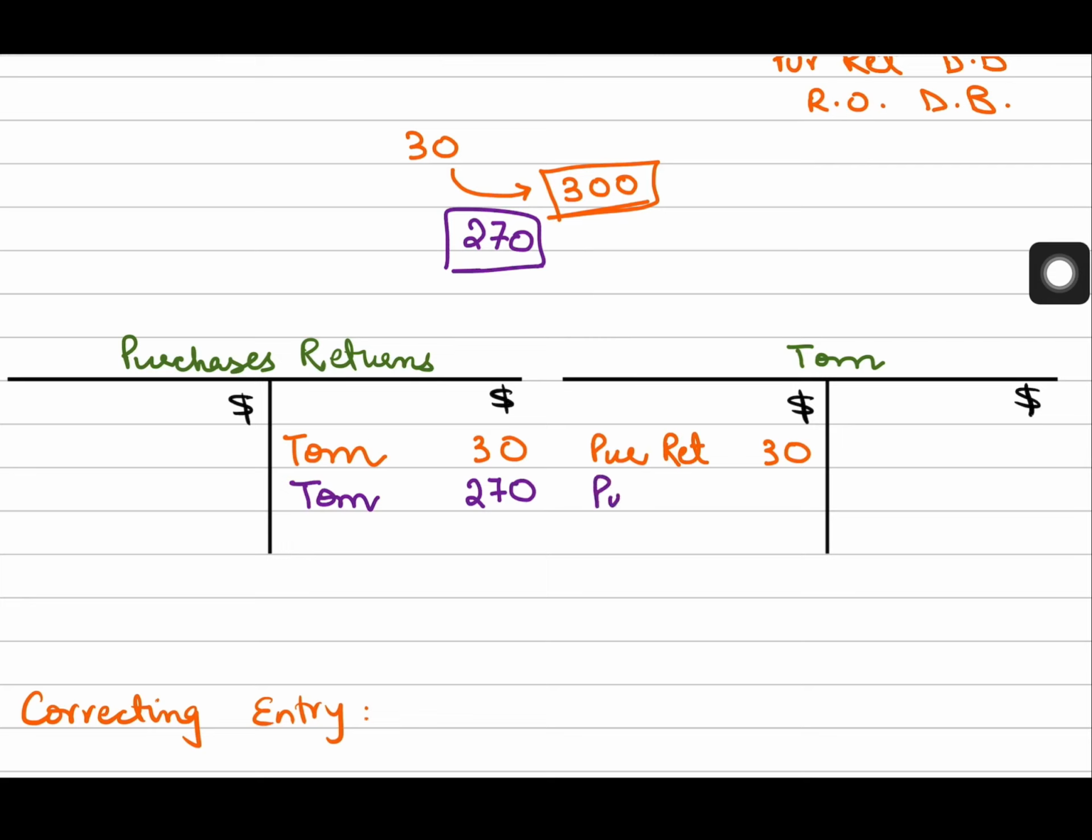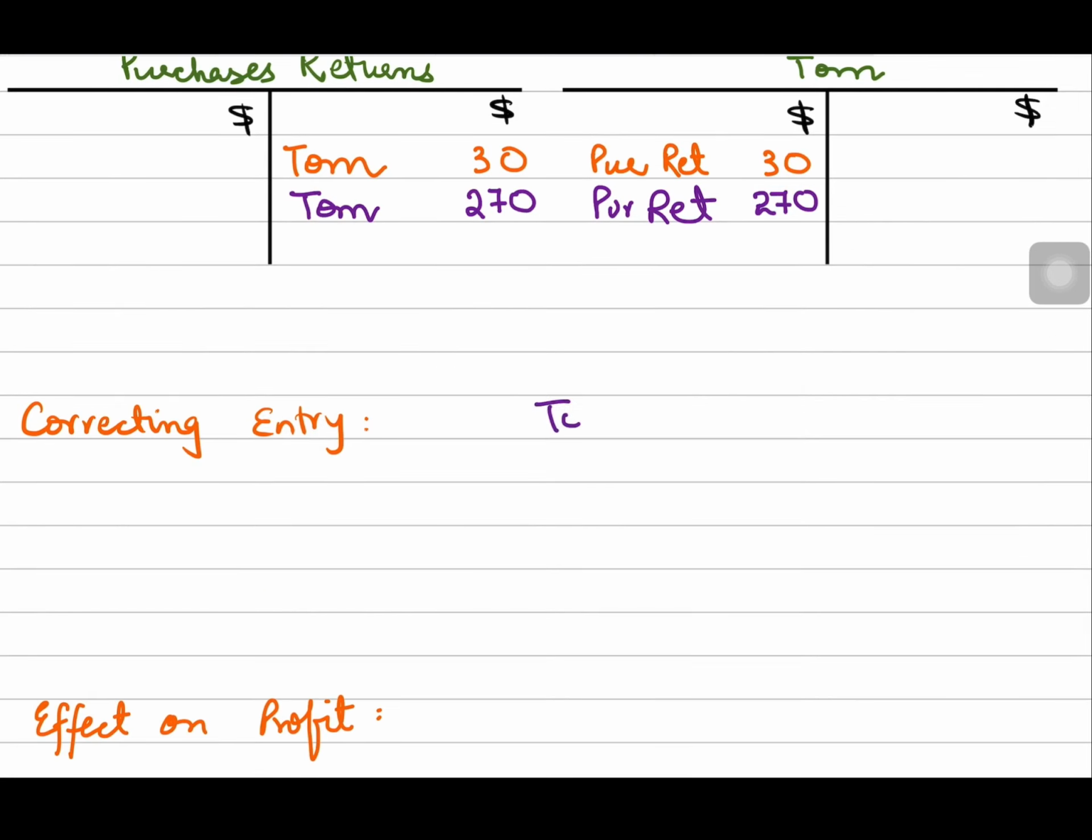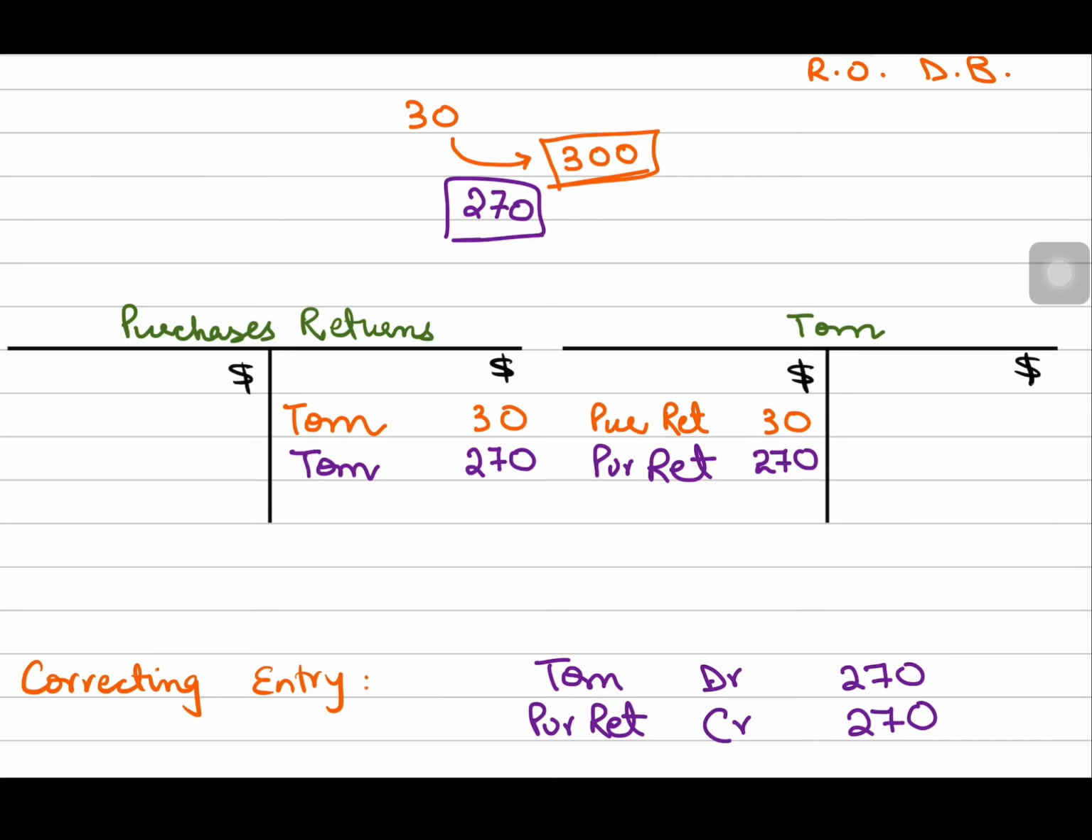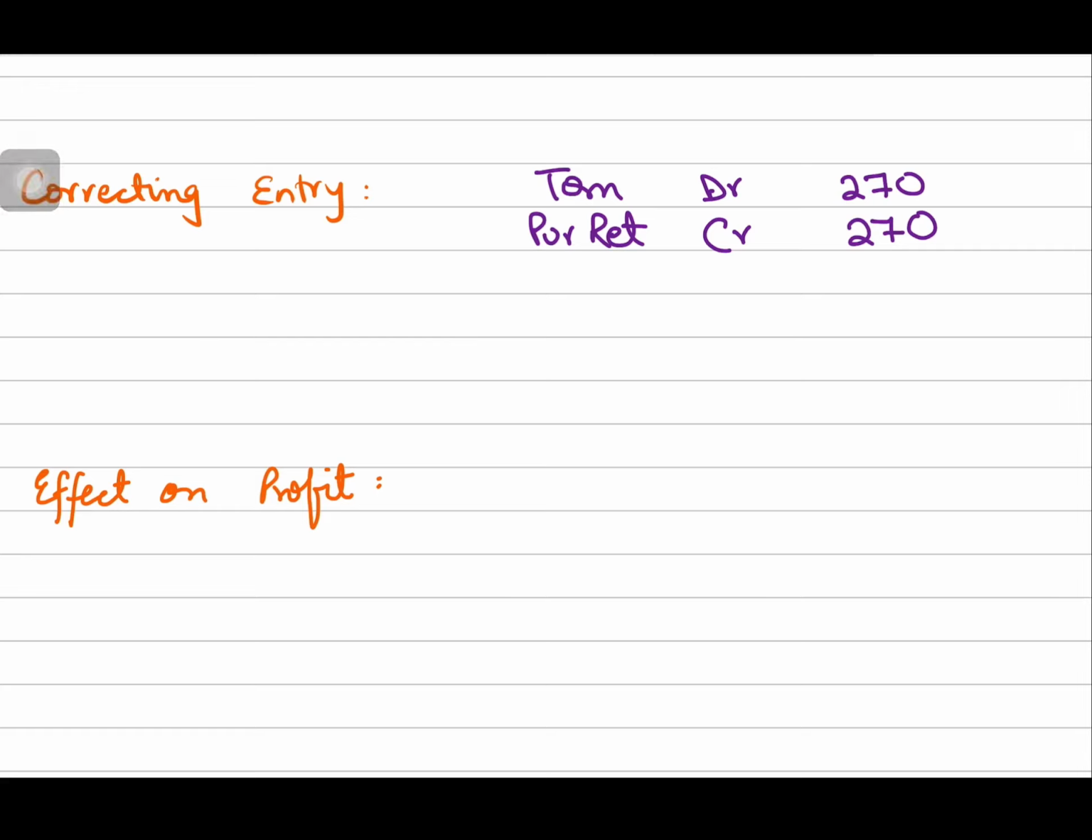And Tom will also be debited by $270. So, the correcting entry would be Tom debit by the difference 270 and purchases returns account credited by the same value $270. So, whenever there is an error of original entry, you always have to make the double entry, the correcting entry, with the difference between the original value of the transaction and the wrong value that you have entered. Now, the question is, will this correcting entry affect my profit or not?